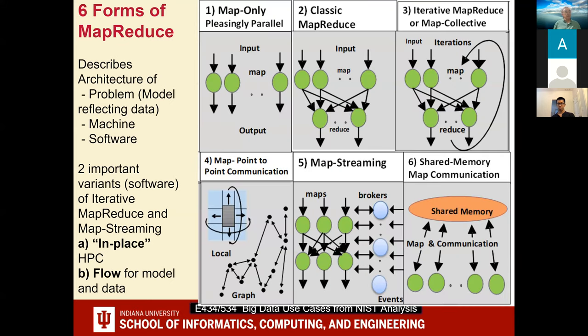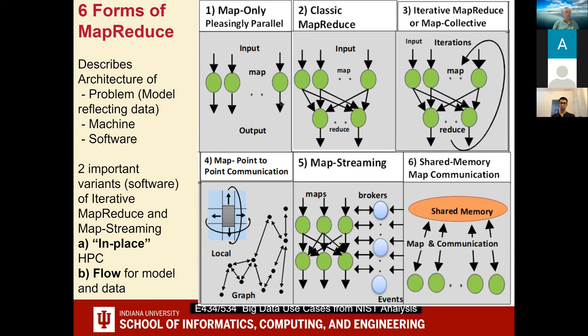So this actually describes these different forms of MapReduce. I pointed out the pleasingly parallel form up here, which I sometimes call map only, because map is the computation and reduce is the exchange of information, such as adding them together. And then iterative MapReduce does this step here and then loops back to the beginning again. That's what you get when you do parallel matrix algebra.